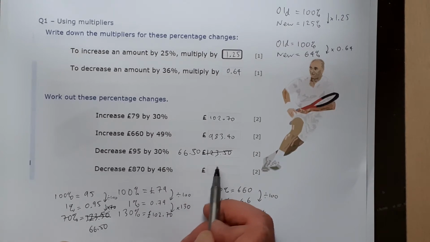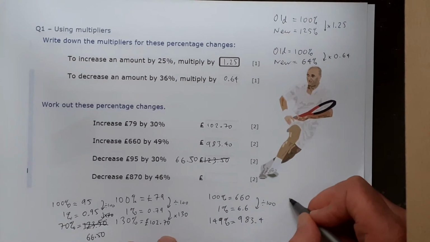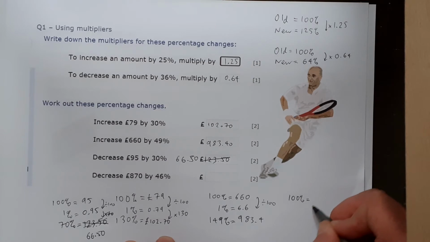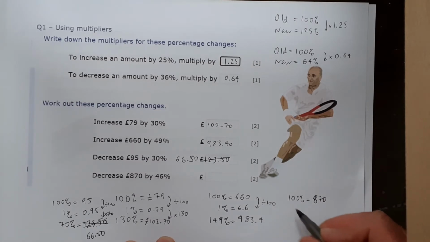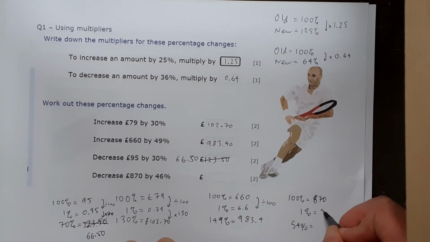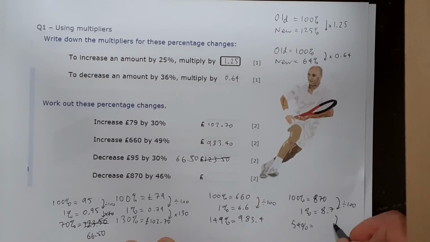Okay, so let's just do this last one here. I'm going to say that 100% is 870. I'm decreasing by 46%, so I want to work out 54%. I'm going to go via 1%, which is 8.7, by dividing by 100. Times that by 54, and I should end up with 469.80.